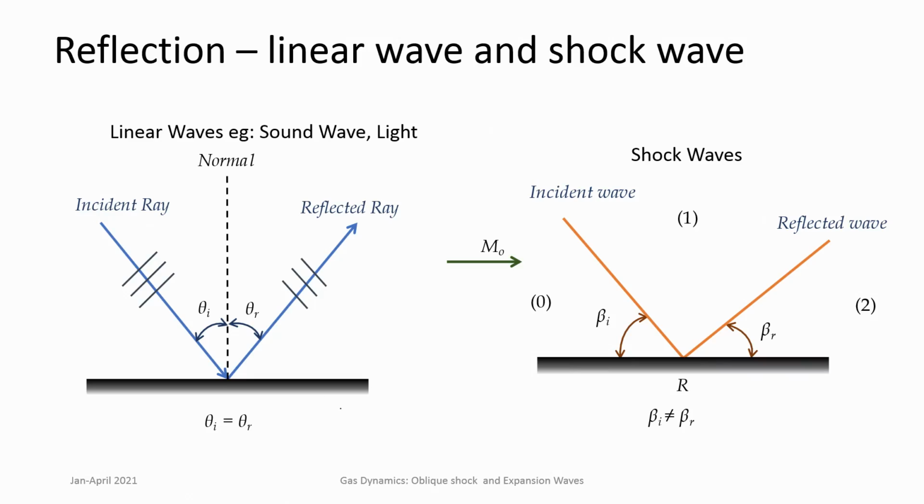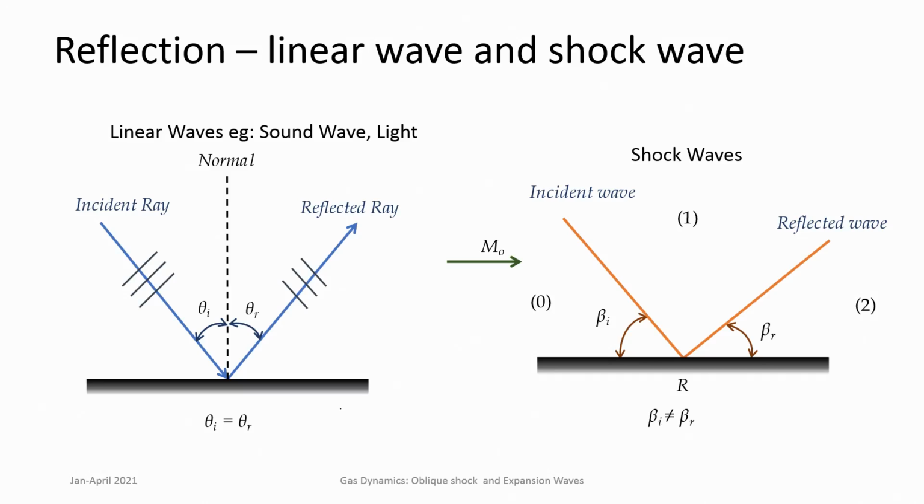Now, this has to be clearly differentiated from reflection of sound or light or such kinds of waves. These light waves or sound waves are governed by linear hyperbolic equations, and their reflections follow the laws of reflection of light. You very well know this. If it is a specular reflection, a mirror surface, then angle of incidence equals angle of reflection. You know this very well from basic physics.